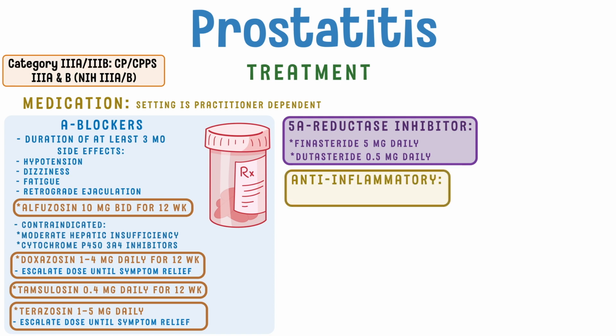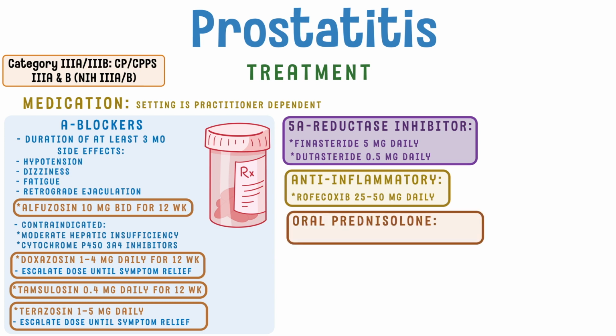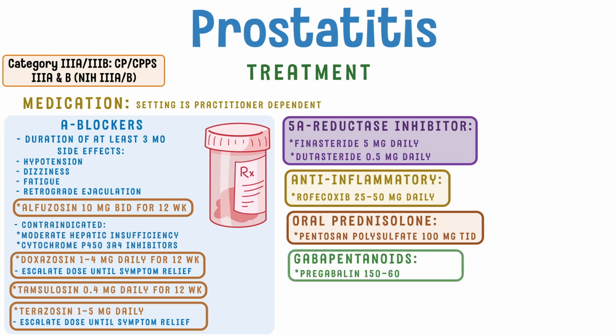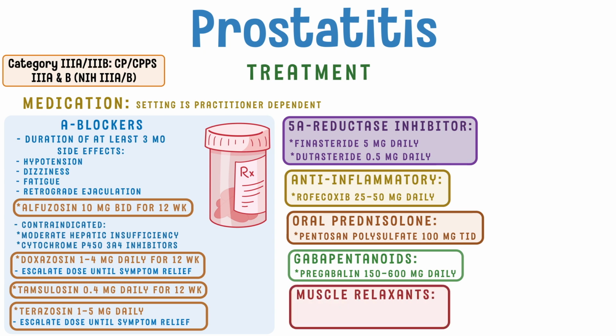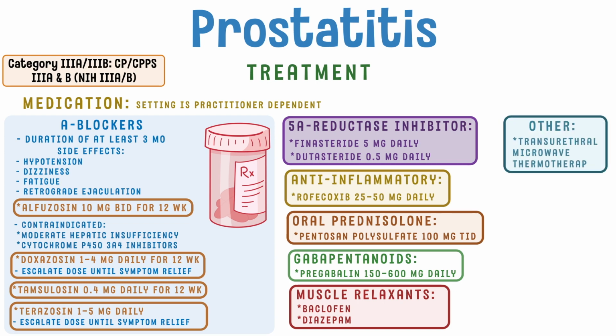Anti-inflammatory agents like rofecoxib 25 to 50 mg daily give symptom relief at higher doses, but are not recommended because of cardiovascular risk. Also oral prednisolone 100 mg TID. Gabapentinoids like pregabalin 150 to 600 mg daily. And finally muscle relaxants like baclofen or diazepam. Other procedures include transurethral microwave thermotherapy.